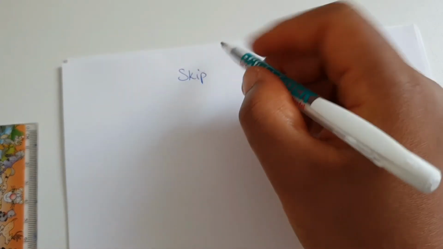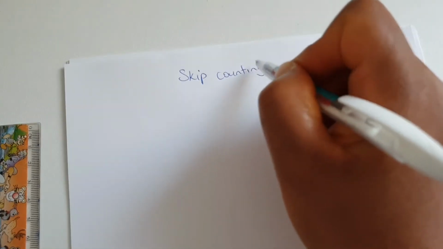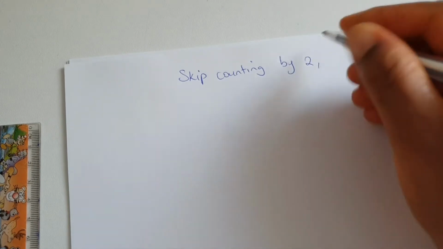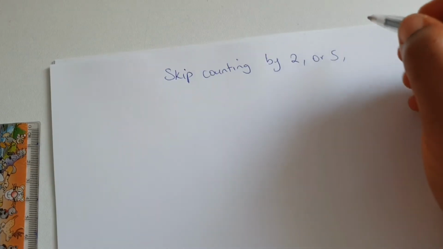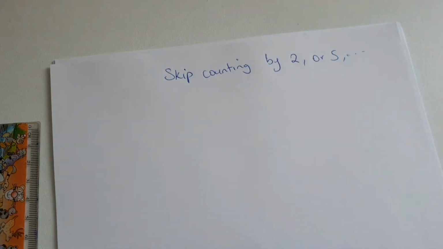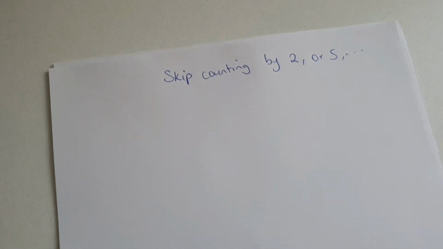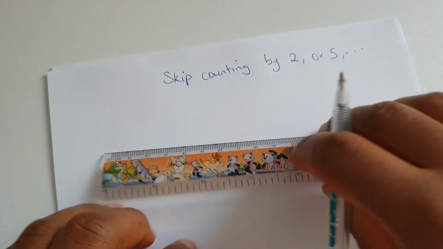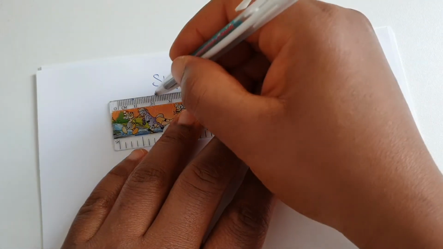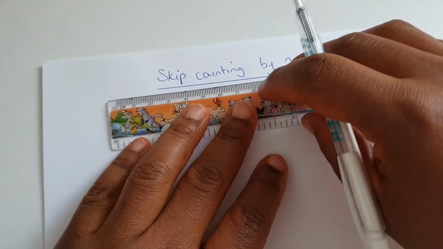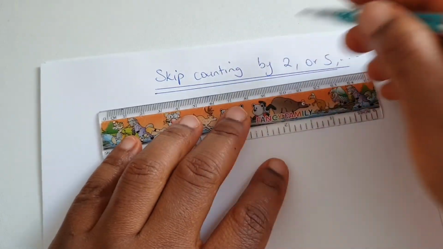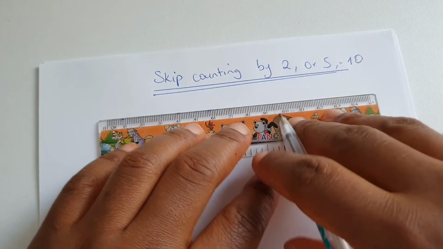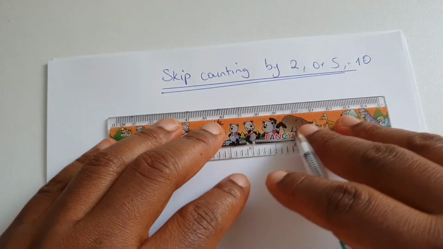Skip counting by 2 or 5 and so on and so forth. This skip counting is also counting in steps like we did before, but now what we're going to look at is higher numbers, because we skipped in the previous one only to 2 to 3. Now we have to skip even up to 10. We first skip by 2, we will skip by 5, and then we will skip by 10.